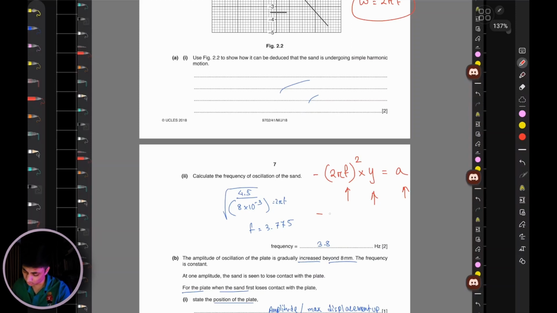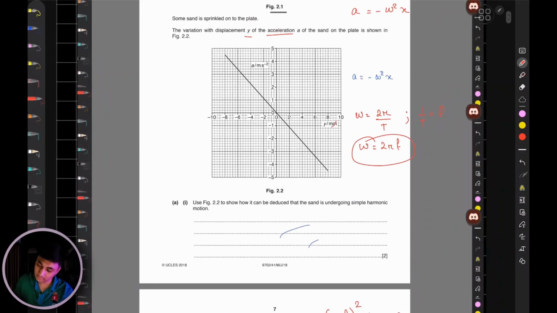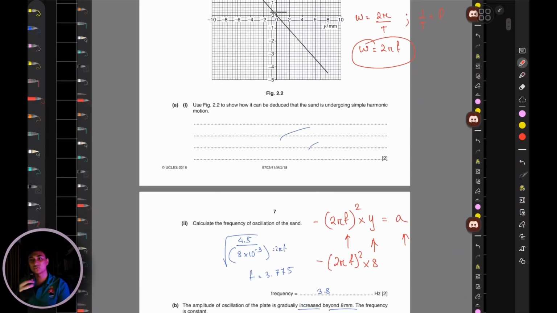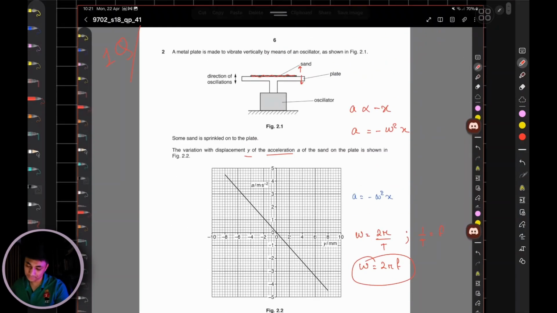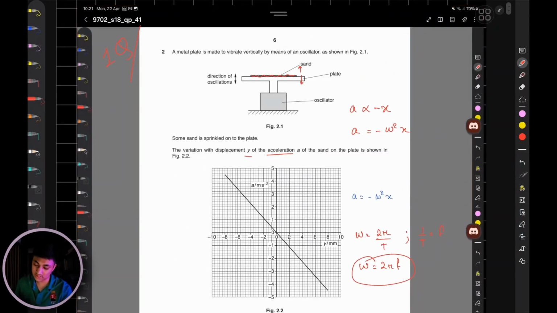So what did we see? 2 pi f whole square times 8. By the way, this is millimeters, right? So you have to turn it into meters. So you're going to multiply with 10 to the power minus 3 because you're converting it to meters. 10 to the power minus 3, right, is equals to acceleration, which we saw was 4.5.